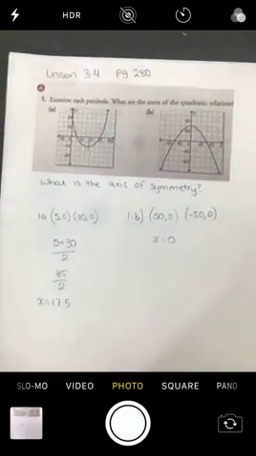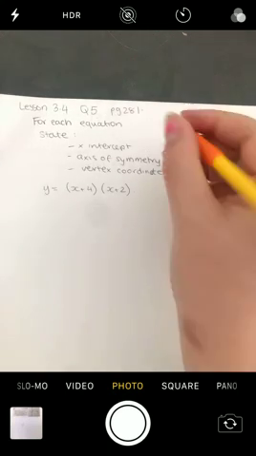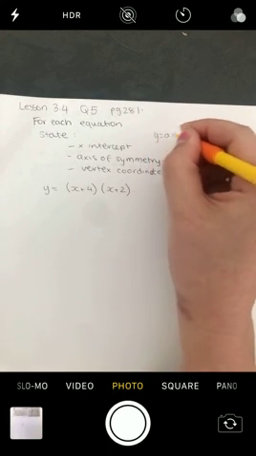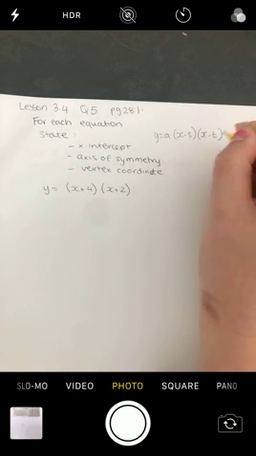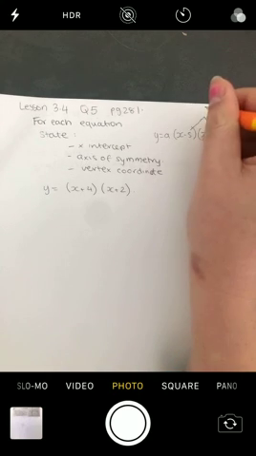Right. So if we have a look then at this question: for each equation, state the x-intercept, the axis of symmetry, and the vertex coordinate. What we've been doing in the last two questions is looking at a graph and getting information from the graph. Now what we're doing is looking at the equation and getting information about the graph from the equation. So we know that if we have our factored equation, it would be y equals a(x minus s)(x minus t), where s and t are our zeros.